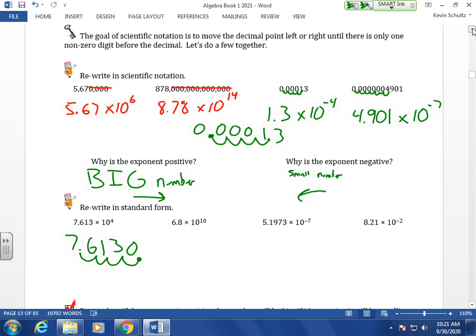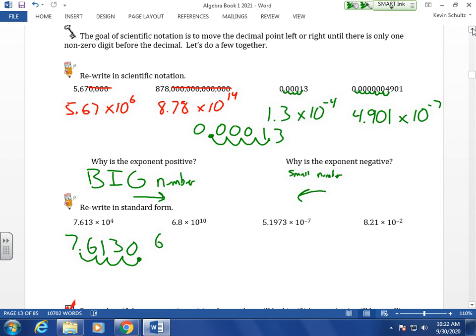Yeah, there you go. 6.8 times 10 to the 10th. Which direction is the decimal point moving? Blake? It's a positive power. Positive power means our number is big, so we have to move it to the right. We're multiplying by 10 over and over again here. So our decimal point will go to the right. We move it 10 times.